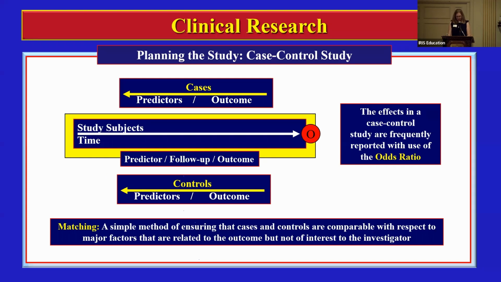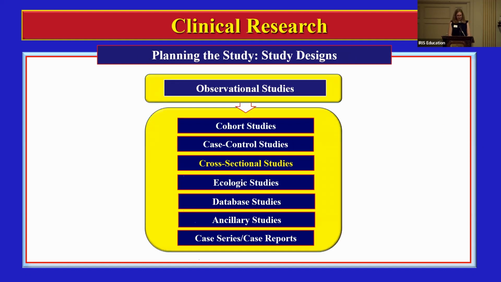the odds of an event or disease in the exposed group versus the odds in the non-exposed group. And we use odds ratio as a way to estimate the relative risk since we can't calculate it from a case-controlled study. My next study design that I'm going to touch on briefly is a cross-sectional study.